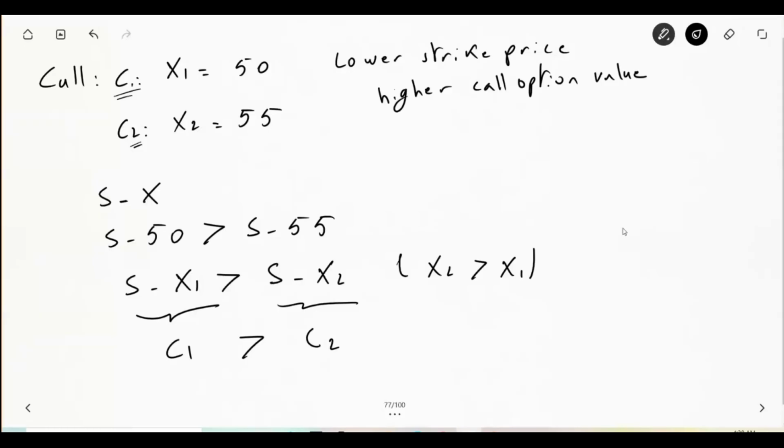So this is mainly what will happen with call options, because I'm buying at X, the call option gives me the right to buy at X. The lower the price at which I'm able to buy, the higher my call option value. Now for the put option, it's going to be completely the opposite. So here another example with a put option. I will use the same strike prices. So I will have X1 equals 50 and X2 equals 55.